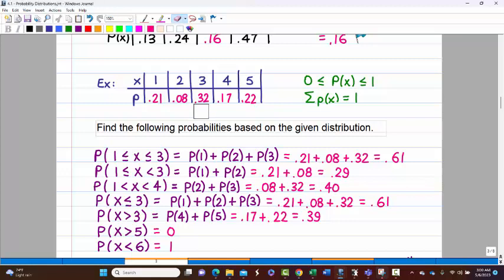The next one's greater than 3. Obviously, that's different than greater than or equal to 3, which would include the 3. But strictly greater than 3 would only be the 4 and the 5. So we add those 2 up.